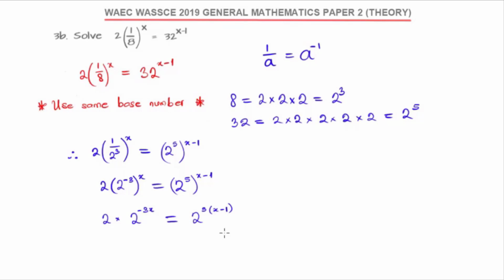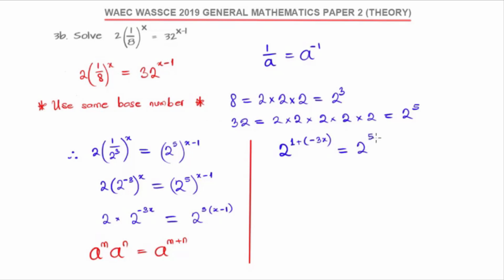Now, we're having two bases, 2 in two places, multiplied by each other. The law of indices guiding us will tell us A raised to power M multiplied by A raised to power N is A raised to power M plus N. Just a single base, then multiply and we add the powers. So if you want to apply that in this particular case, instead of writing 2 multiplied by 2 raised to the power minus 3x, we can write only one 2. The first one, the power is 1. Then the second one, the power is minus 3x. So we don't want to leave out the negative sign. It is minus 3x.